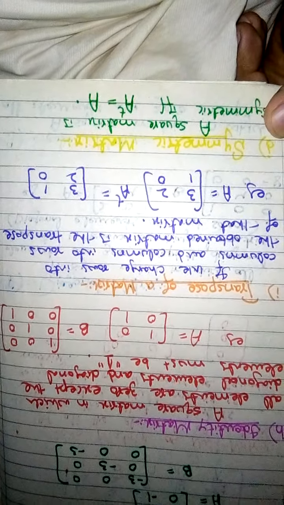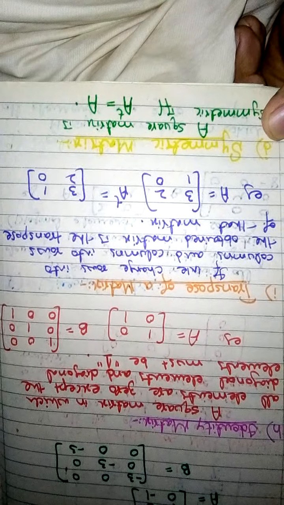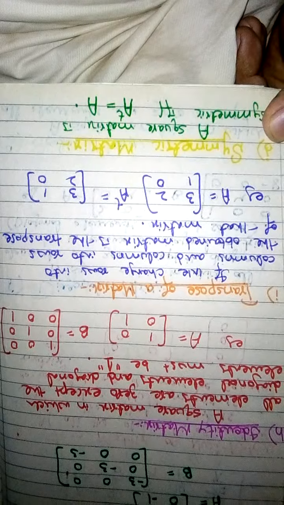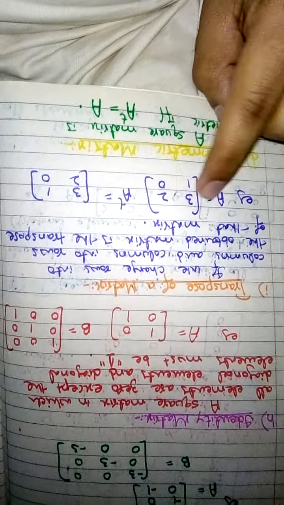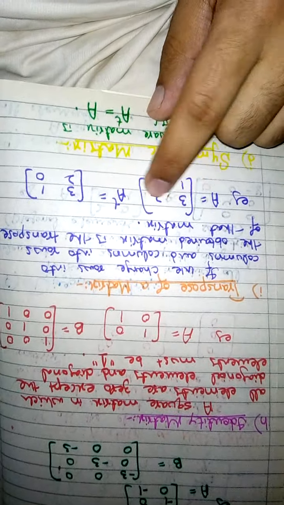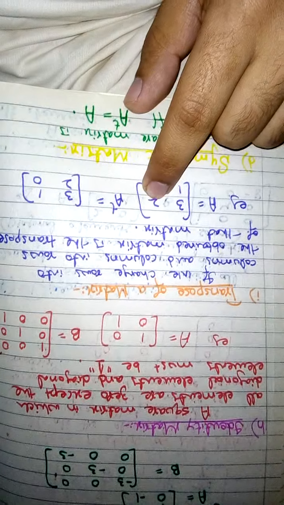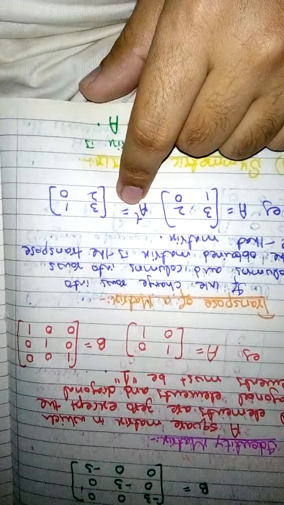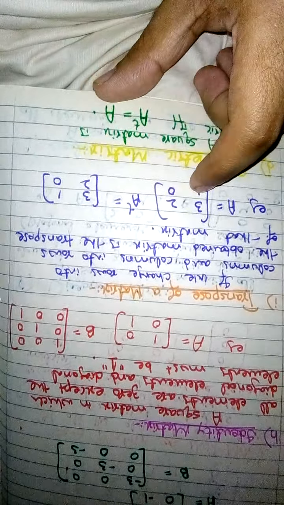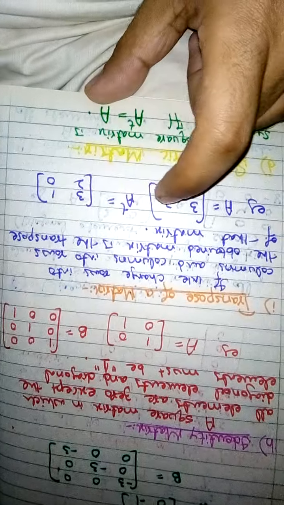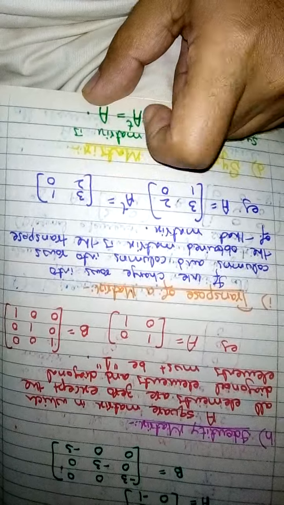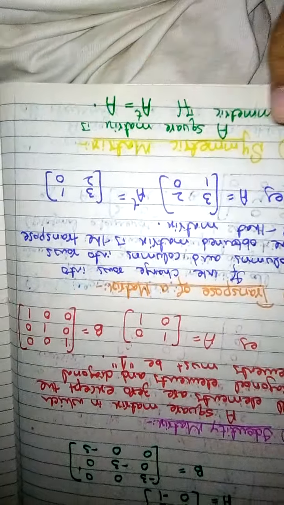What is the transpose? According to the definition, if we change rows into columns and columns into rows, the obtained matrix is the transpose of that matrix. If you see in the example, this is a matrix A and the entries are 3, 2, 1, 0. This 3, 2 is a row in the first matrix, but in the next matrix it is interchanged into a column, and the second row is interchanged into the second column. So the transpose of any matrix can be obtained by interchanging its rows and columns.